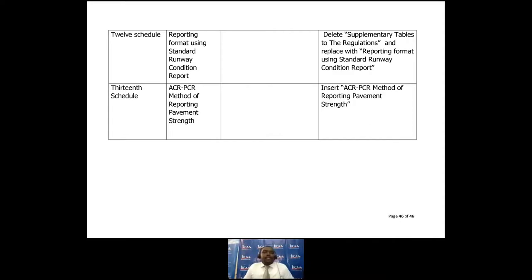And then 13th schedule, ACR PCR method of reporting pavement strength. So insert ACR PCR method of reporting pavement strength. I had said earlier that this ACR PCR method is a new method of reporting runway pavement strength, or rather pavement strength, because it also includes taxiways and apron, and it is coming into force in 2024. But to prepare for the same, it was also included in this regulation, and that's my last point. Maybe if we have questions or any clarifications, I'll give it back to Amukon.